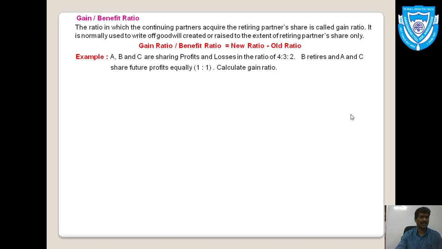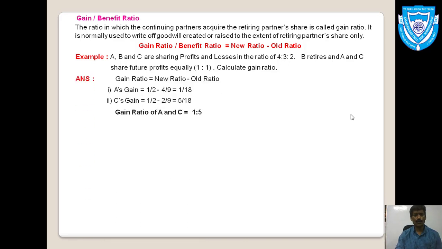A, B and C are sharing profits and losses in the ratio of 4:3:2, and B retires and A and C share future profits equally, that is 1:1. So calculate gain ratio. Let us see with the help of this example. First we have one formula for gain ratio, that is new ratio minus old ratio. Here in this example new ratio is also given and old ratio is also given.